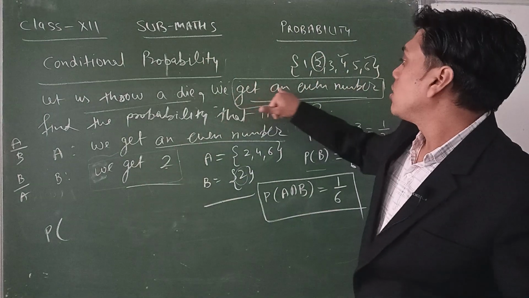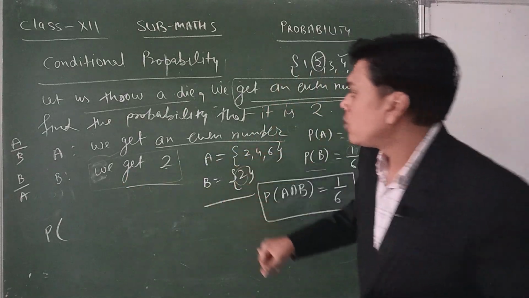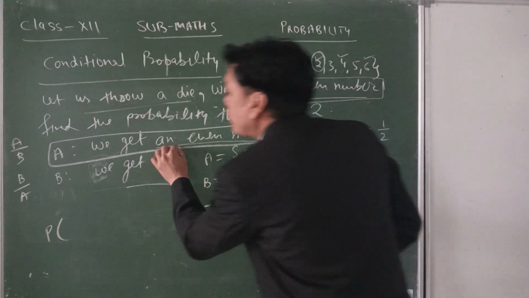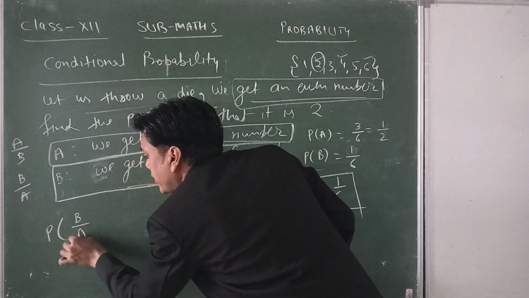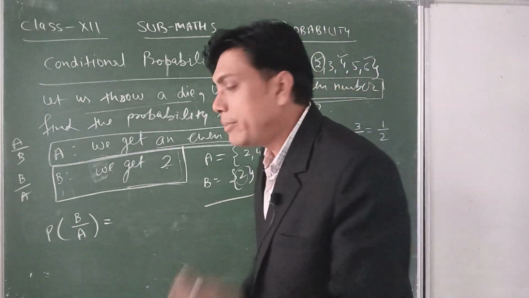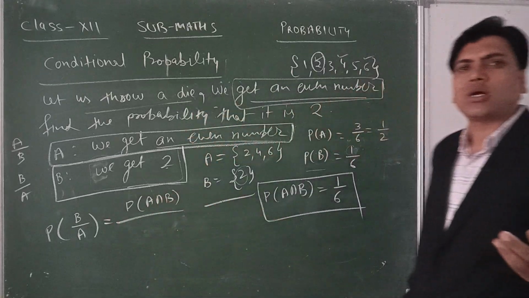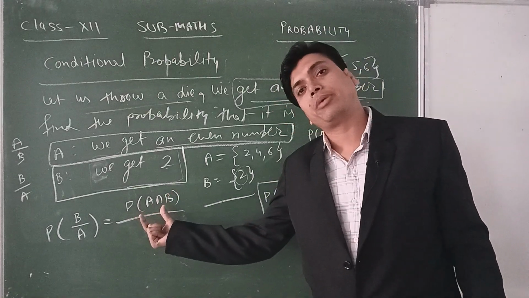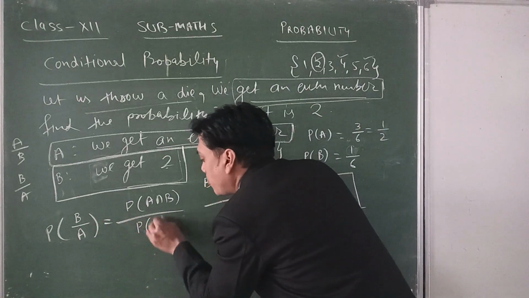Now here, we get an even number, and the even number statement is taken as A, so it means A is given and we have to find the probability of B. So the required value will be probability of B by A. Applying the formula, whether we have to find A or B, the numerator will be common, A intersection B. Now which is the denominator here? Probability of A.